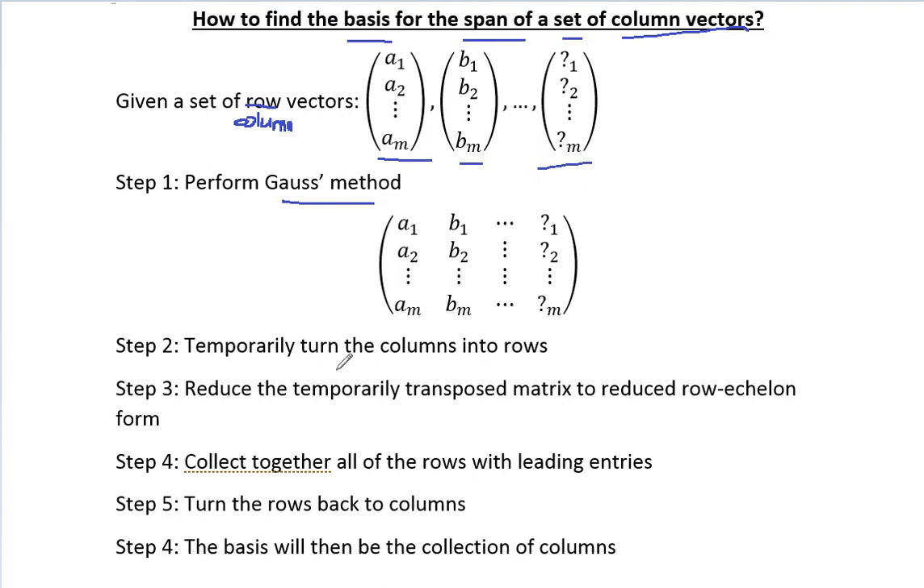Then we will turn the columns into rows temporarily. So we temporarily transpose the matrix and reduce it to reduced row echelon form. We collect together all the rows with leading entries. After that, we turn the rows back into columns. This is step 6: the basis will then be the collection of columns.